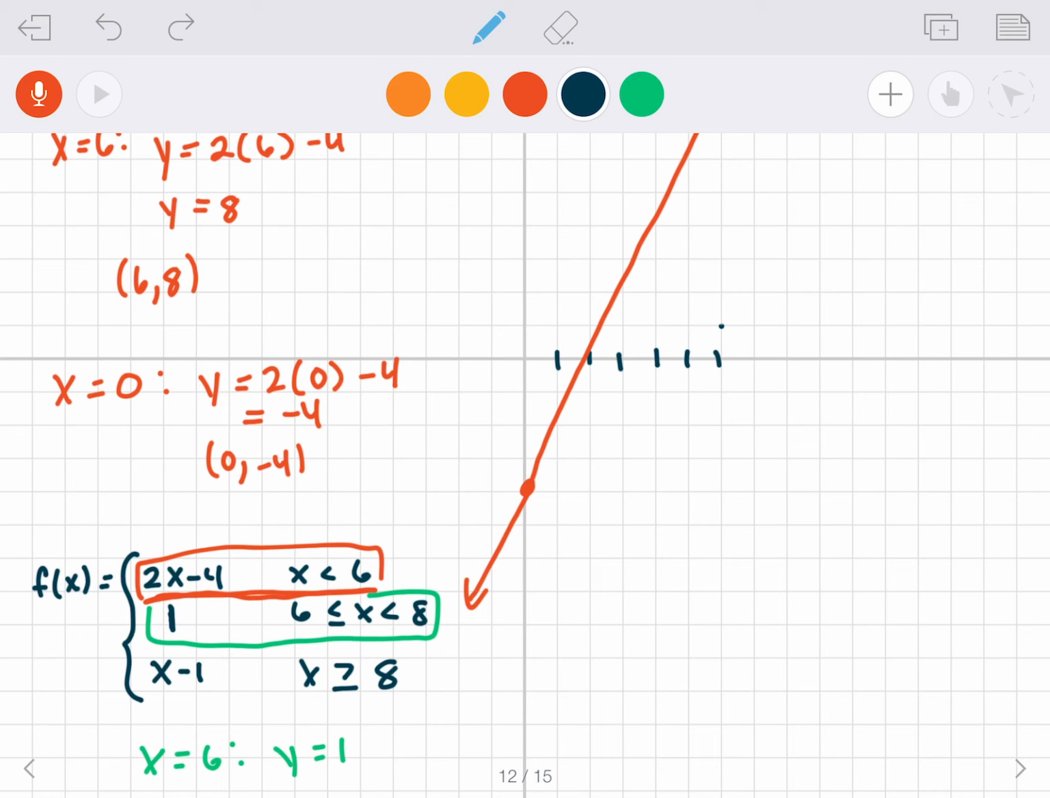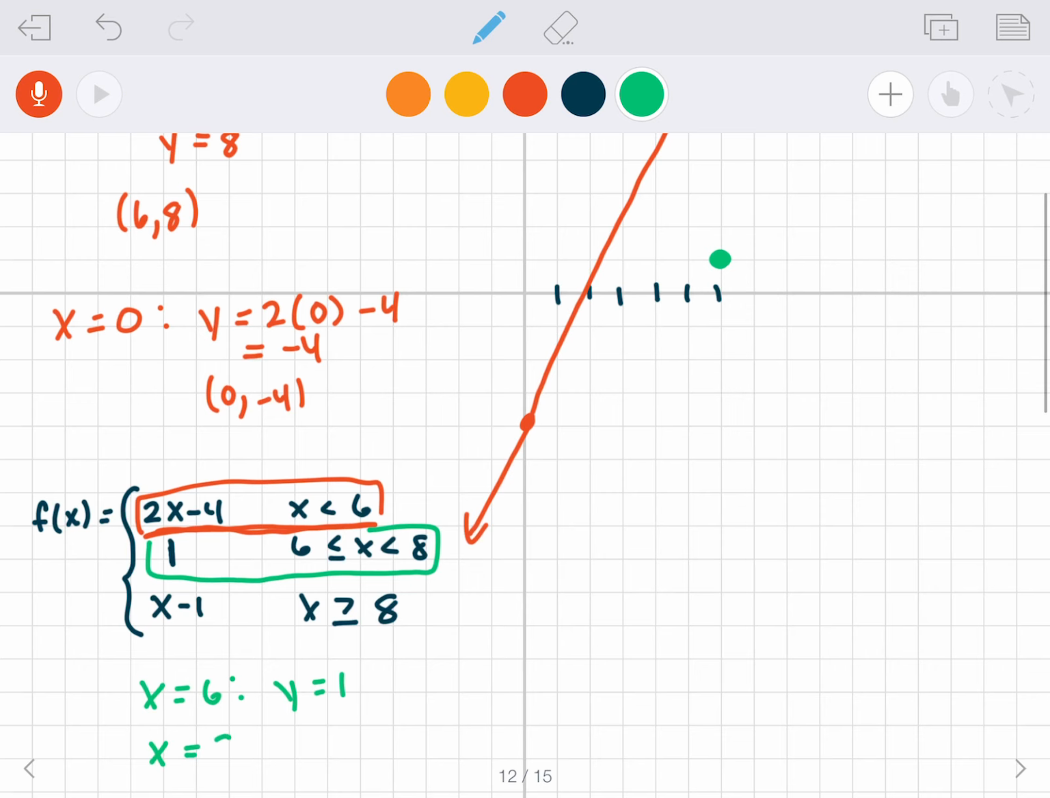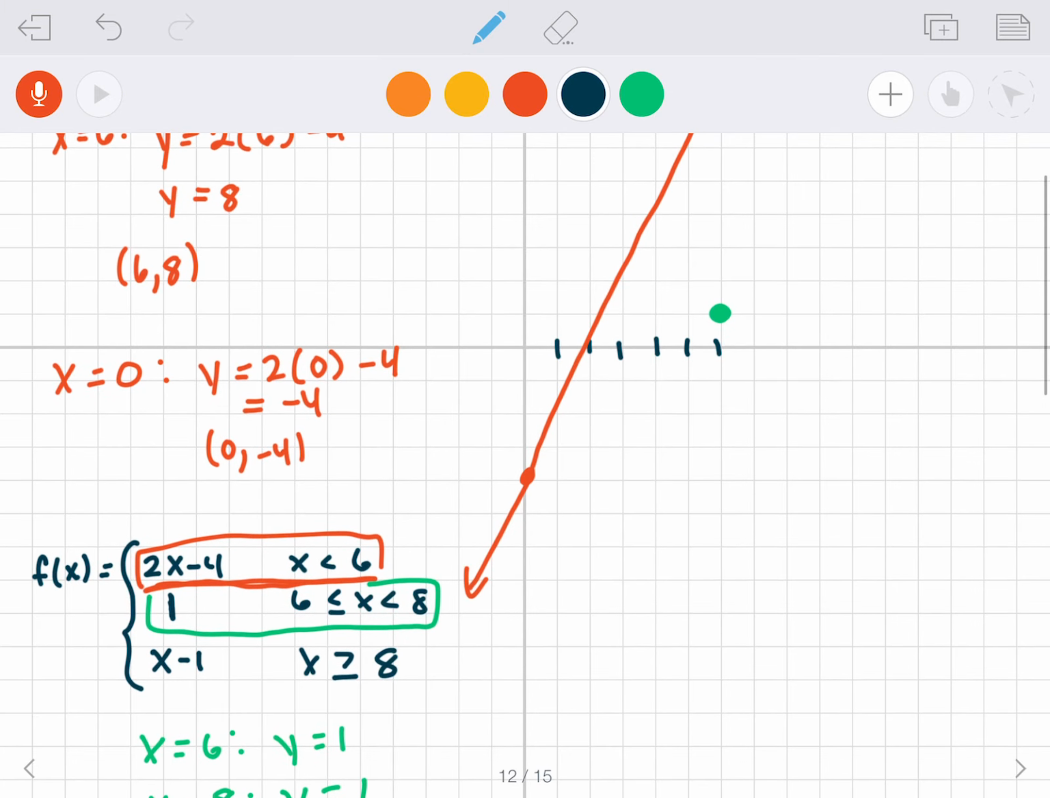So when x is equal to 6, 1, 2, 3, 4, 5, 6, y is equal to 1. And it's going to be a closed dot because of this less than or equal to sign. In a similar way, when x equals 8, there's no x to plug in here in our rule. y is automatically going to be 1, and who cares what x is, right? It's just going to be a straight line. So when x is equal to 8, y is also equal to 1, and it's going to be a closed dot. And we're just going to connect these in a straight line like that.